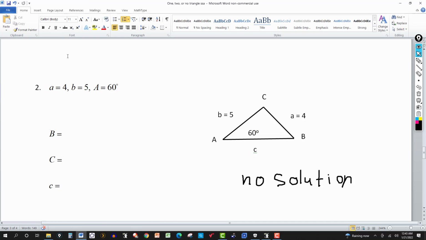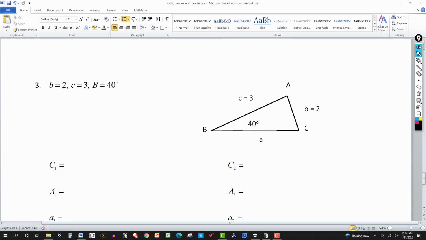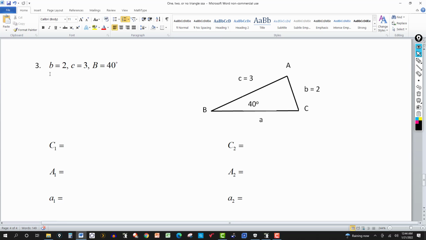So number 1 was the case where we had 1 triangle possible. I solved that last video. And in this one here, I have no solution, no triangle possible. So let's look at example 3 here. I'm given that side B is equal to 2, side C is equal to 3, and angle B is equal to 40 degrees.